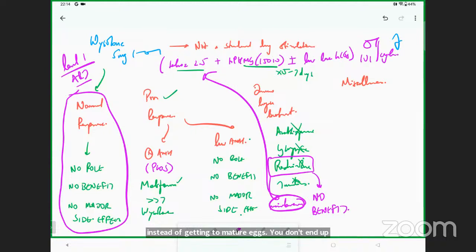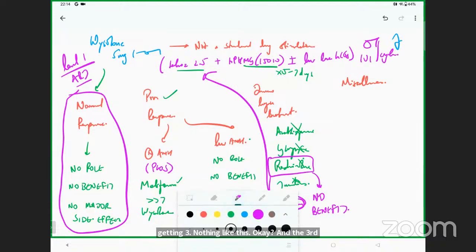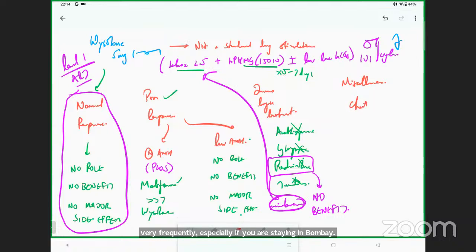Okay, and the third category which we should remember, which comes to us very frequently, especially if you are staying in Bombay, is a patient who is on any form of chest and asthmatic treatment. Now, the majority of these patients will have some form of steroid inhalers going on, which can be inhalational or spray steroids. They are not prednisolone, they are a different category of steroids.